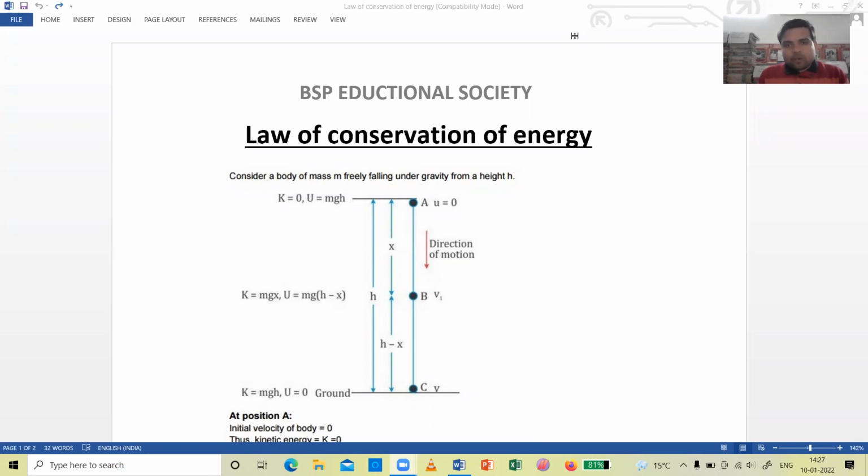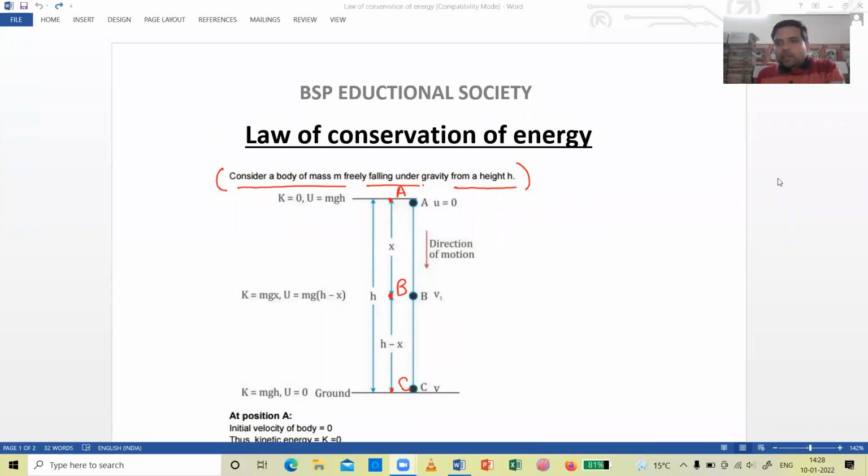Today, we are going to discuss a topic, the law of conservation of energy for an object which is falling freely under gravity. To understand this concept, I have considered a body of mass m falling freely under gravity from height h. So this is position A. After traveling a distance x, this is position B, and at ground, position C.